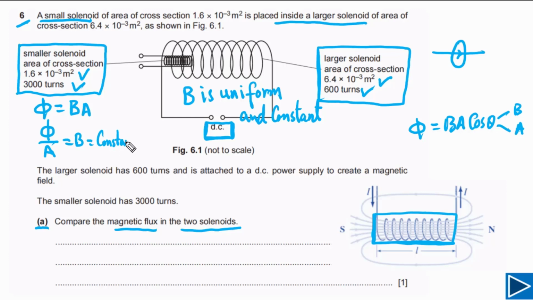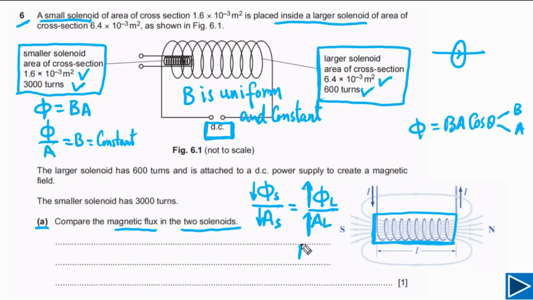So simply I can say this is constant. So we can say that magnetic flux for the smaller solenoid divided by the cross-sectional area of the smaller solenoid is equal to the flux of the larger solenoid divided by the cross-sectional area of the larger solenoid. As the area of the smaller solenoid is small, the flux has to be small because the ratio has to remain constant. Now if this area is larger, this flux has to be larger.